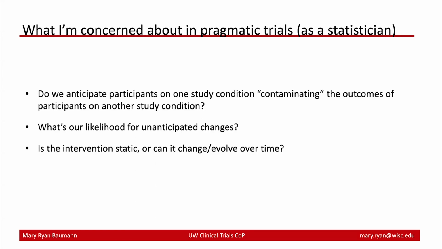And then finally, some questions about, do we anticipate participants on one study condition contaminating the outcomes of participants on another study condition? What is our likelihood for unanticipated changes in the trial? And is our intervention going to be static, or do we expect it has a possibility of changing or evolving with time?